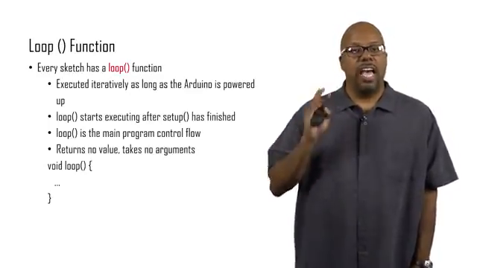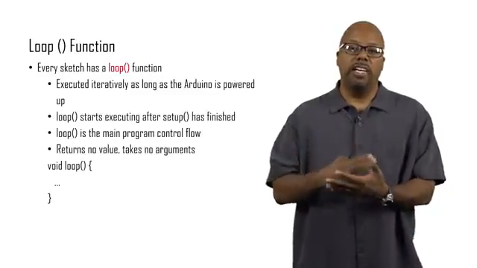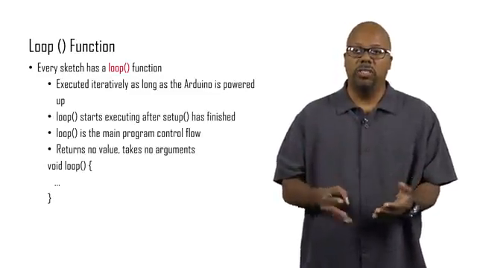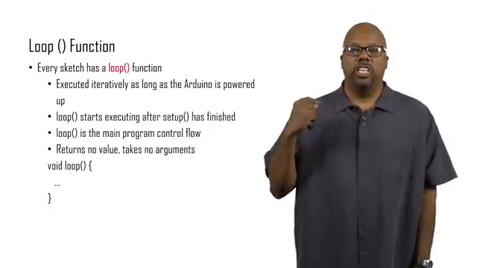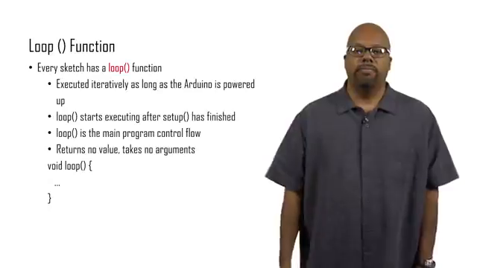That's how it's supposed to act, and that's how it's going to act. So you put whatever main control flow you want into the loop function, which again takes no arguments and returns no value. Just to understand, that will get executed over and over.